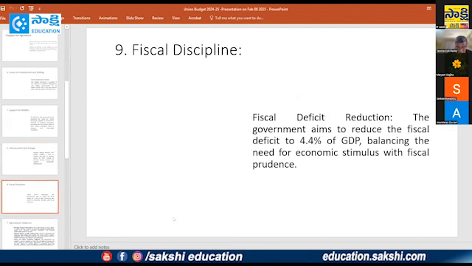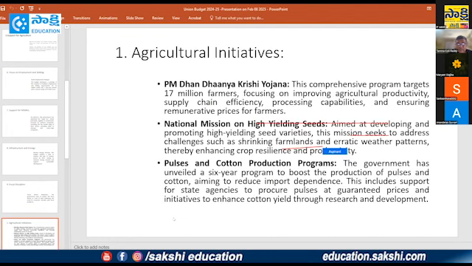Fiscal discipline, fiscal deficit reduction, as you said, Reddy sir, is required to remove the inflationary pressures. And the government aims to reduce the fiscal deficit to 4.4% of GDP, balancing the need for economic stimulus with fiscal prudence.